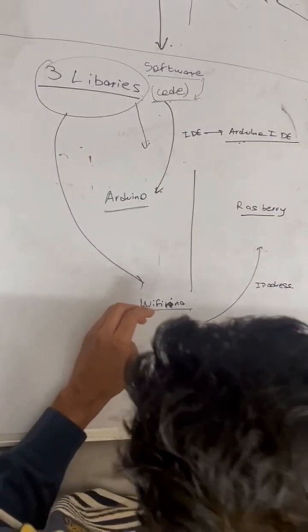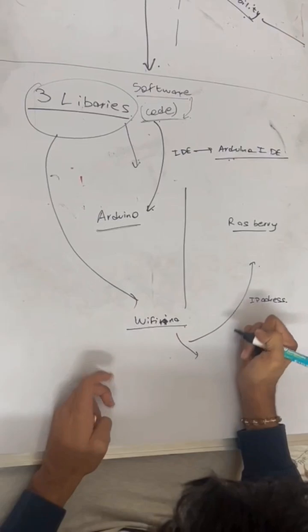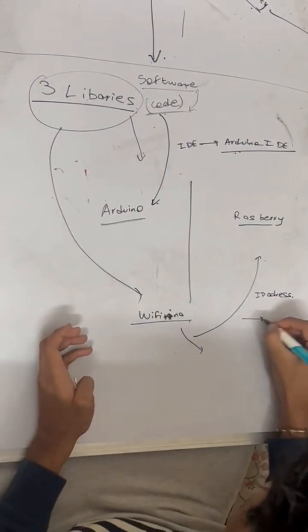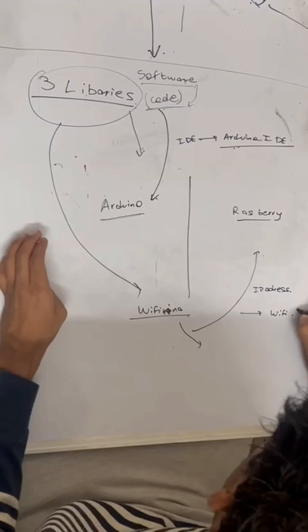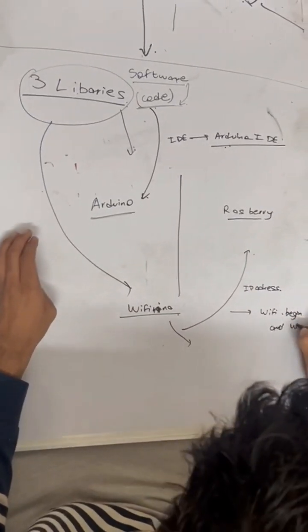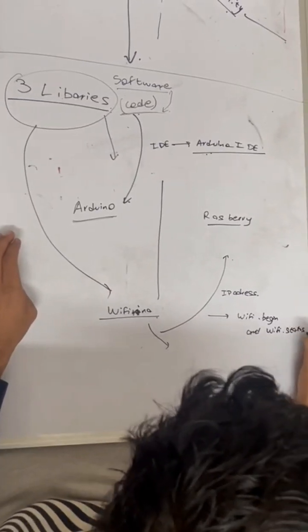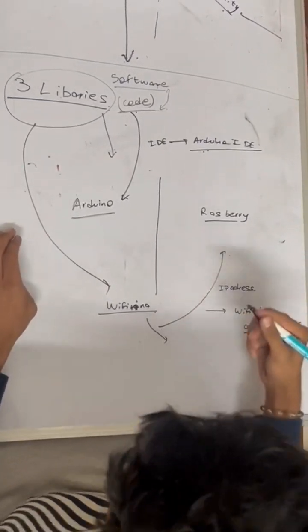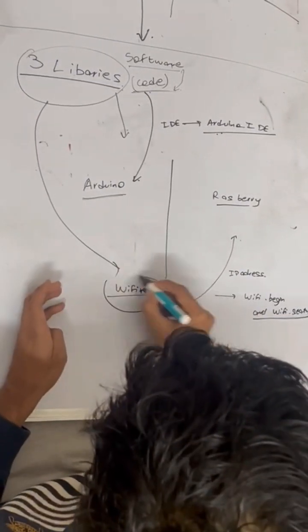It is used to connect to a network and establish a client-server connection. It has some functions; in the code it includes WiFi.begin and WiFi.status. I'll be explaining these two functions later in the video while I explain all of the code. So this is one library.